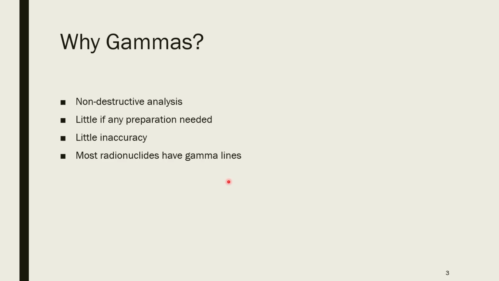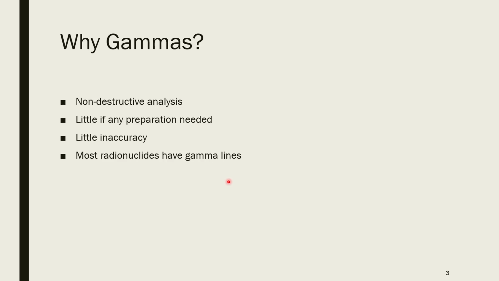As I said already, you just have to put your probe onto the gamma spectrometer, so you don't have to do any preparation. There is little inaccuracy because the gamma lines are very well defined. Depending on the gamma spectrometer that you're using, when you're using a semiconductor, you might have an inaccuracy of plus or minus half a kiloelectron volt, which is quite accurate, to be honest.